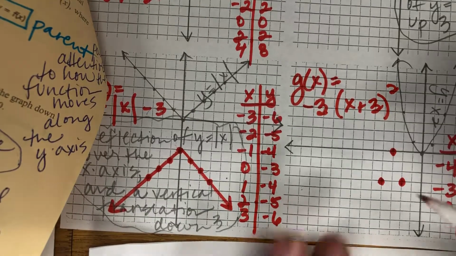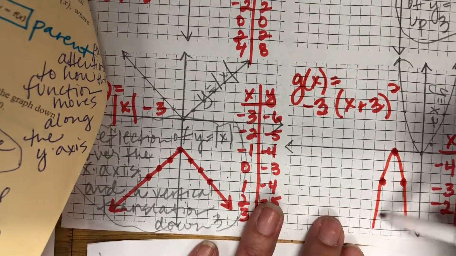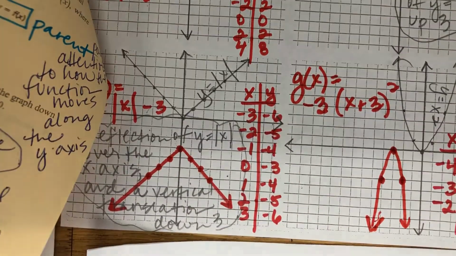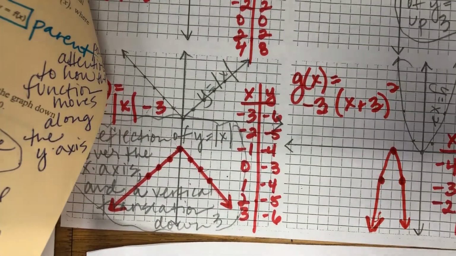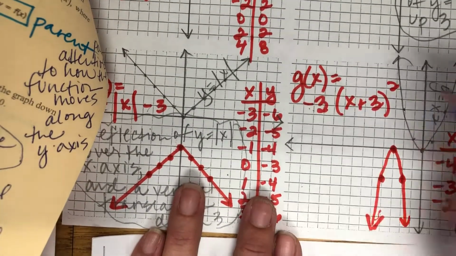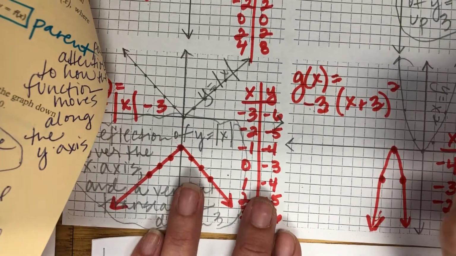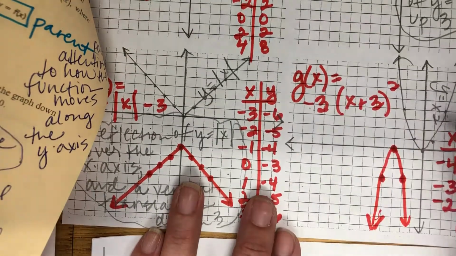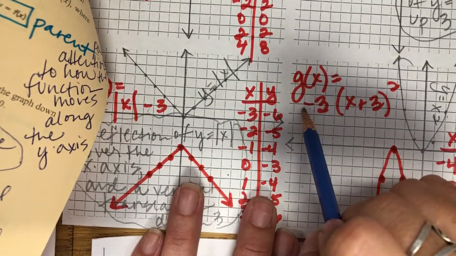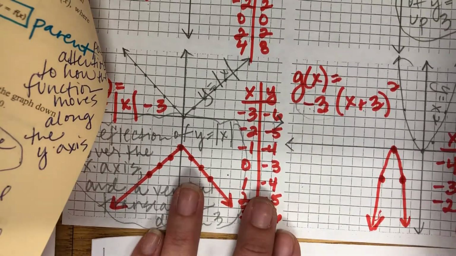Now, this has got a couple things going on. The negative 3, well, the negative sign out front. Okay, so this parent did a bunch of stuff. The negative sign made it flip over. The 3 made it skinnier. And the plus 3 inside moved it to the left. And I have to talk about the negative, the 3 here. So this is my a value, and the 3 inside.